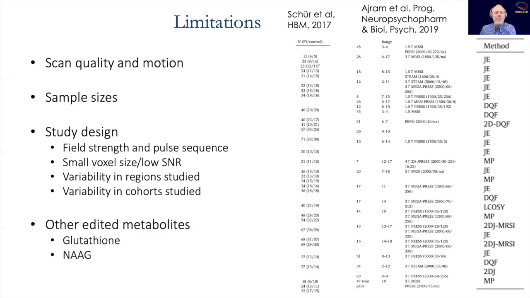And finally, people have also studied other edited metabolites of interest beyond GABA that are part of the GABA system, including glutamate, glutathione, NAG, etc., that are all part of glutamate metabolism. So that is also really important to keep in mind when you're doing this. And increasingly, we're starting to look at interactions between metabolites as a measure of, say, altered glutamate metabolism that I sadly don't have time to talk about today.